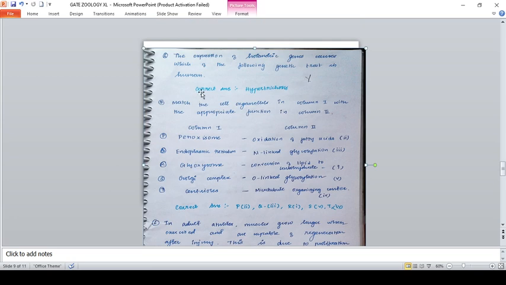Next thing is that expression of holandric gene causes which of the following genetic traits in humans? First you should know holandric genes means genes present on the Y chromosome. The inheritance mode is they generally pass from father to son only. The examples are baldness, hairy ears and things like that. And in the chosen option the answer is hypertrichosis, where there is excess hair growth throughout the body.